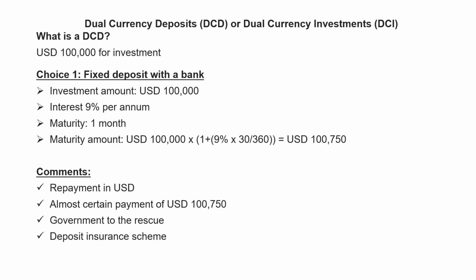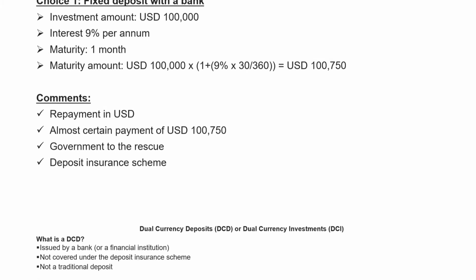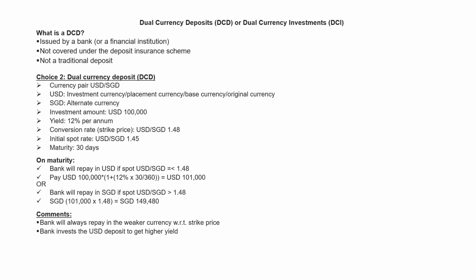Let's look at the second choice that you have. You can invest the $100,000 in a structured product called the dual currency deposit or the dual currency investment. Let's say that the DCD is issued by a bank. However, your deposit will not be covered under the deposit insurance scheme. So it is not really a traditional deposit. Let's see why. Say the DCD pays 12% interest per annum, which is much higher than the 9% in the traditional deposit. So what is the catch?